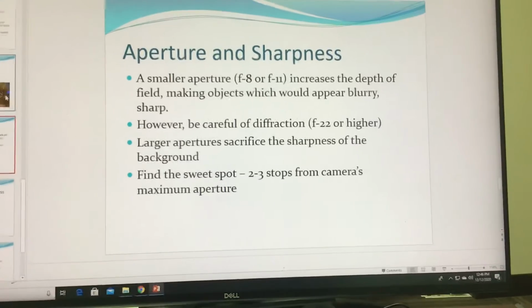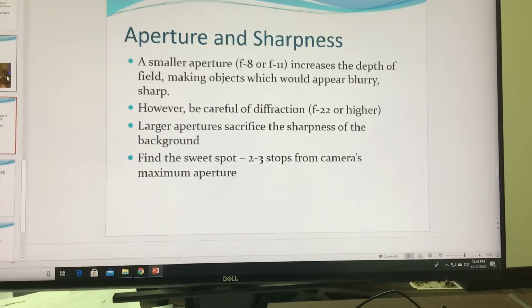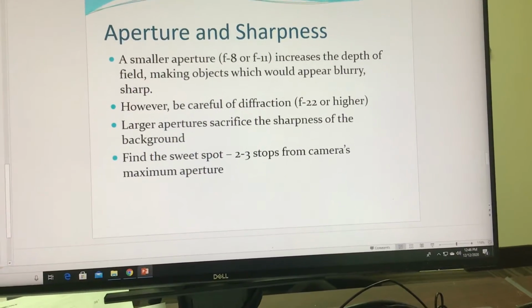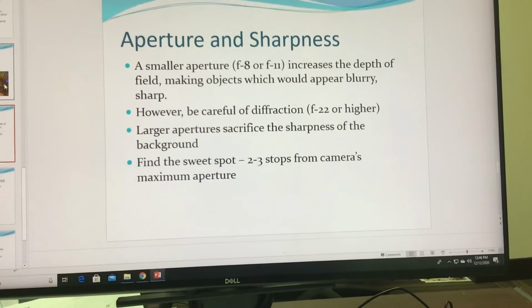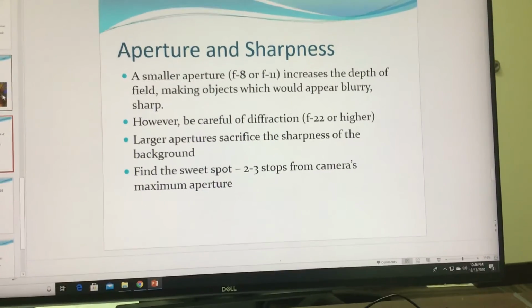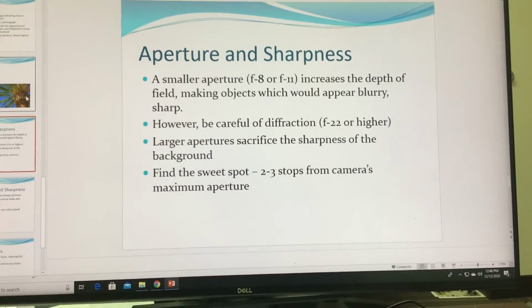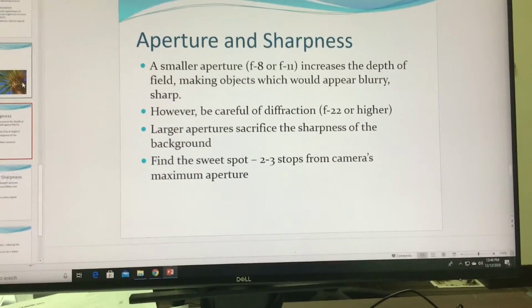So a smaller aperture is going to increase the depth of field, which, yes, will make your object sharper. A camera's sweet spot is usually 2 to 3 stops from your maximum aperture. So if your maximum aperture is 32, to find out the sweet spot, you would go 2 or 3 steps away from that number.